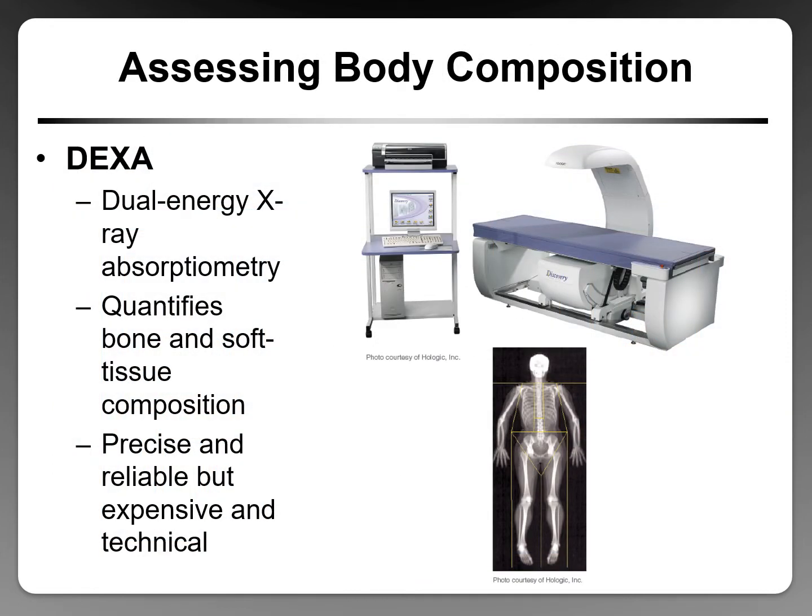We can also look at, again, DEXA. This is dual X-ray absorptiometry. This quantifies bone and soft tissue and differentiates bone from the lean mass. So you're having bone, fat, and lean differentiated. So it's really a 3-compartment model. It is precise and reliable, but extremely expensive and kind of technical. You are going to be exposed to some radiation with this, but the error is between 1 and 2%. So that variation is very, very low.